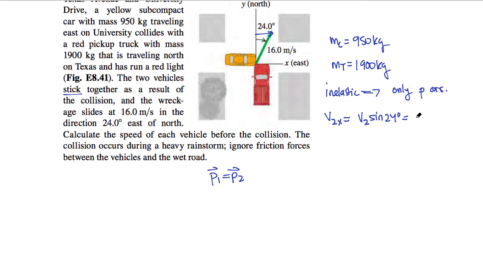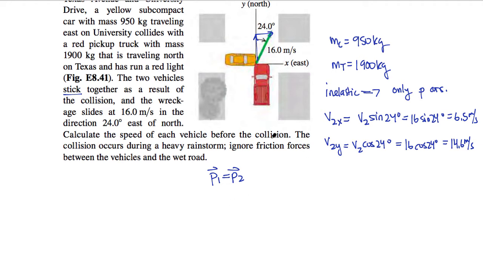So that's going to be 16 times the sine of 24 degrees, which is pretty much 6.5 meters per second. And in the Y direction, we will have V2 times the cosine of 24 degrees. So my V in the Y is in this direction, so that's adjacent to my angle. So that'll be 16 times the cosine of 24 degrees, which will be approximately 14.6 meters per second. So I am rounding this, so your answers may be different in the actual end.